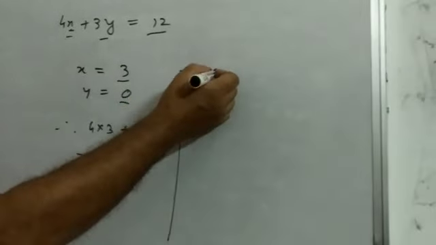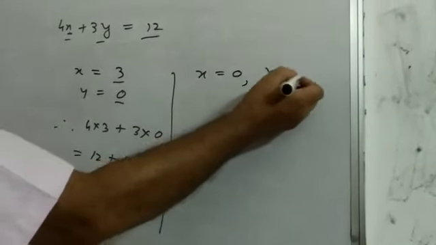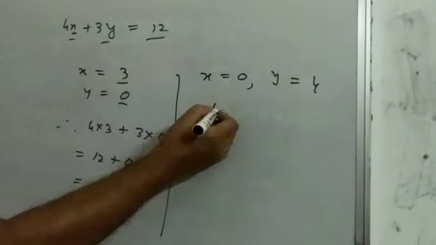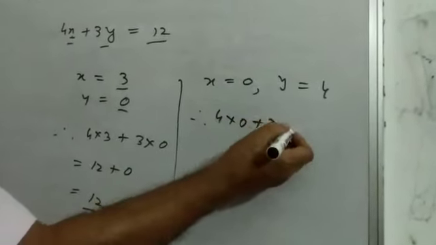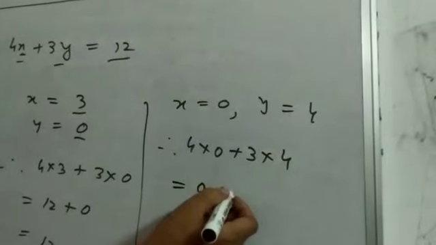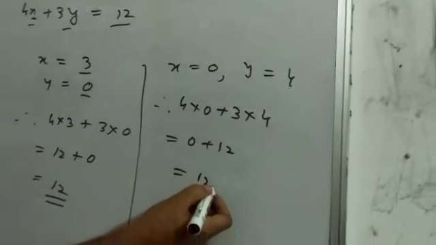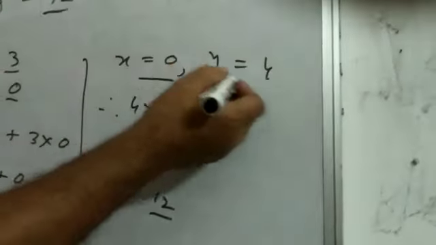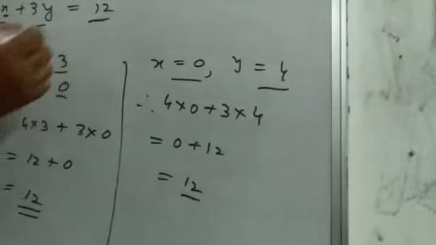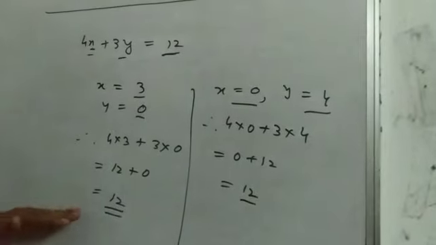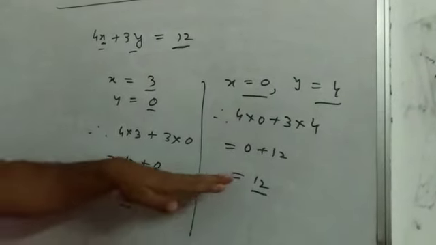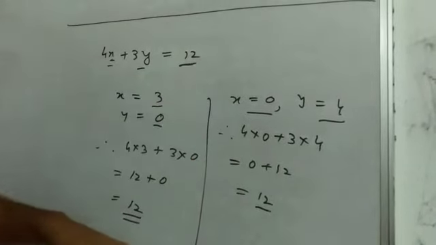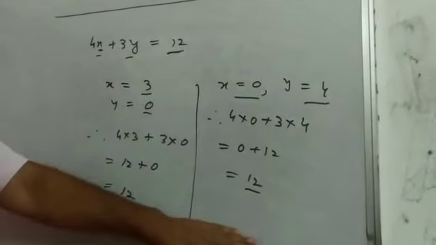Now suppose we put x equal to 0 and y equal to 4. Now 4 into 0 plus 3 into 4, so 0 plus 12 is equal to 12. We got 12, and the right hand side value is 12. So x equal to 0, y equal to 4 is also a solution of this equation. Is that clear now? I think you got the idea how to find the solution. We can find 1, 2, 3, 4, an infinite number of solutions of a linear equation in two variables.